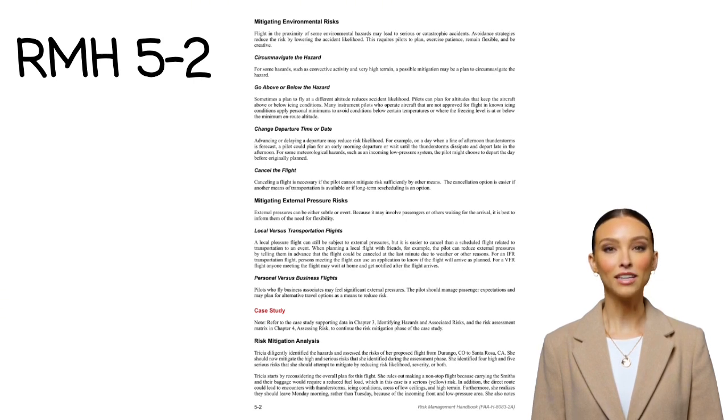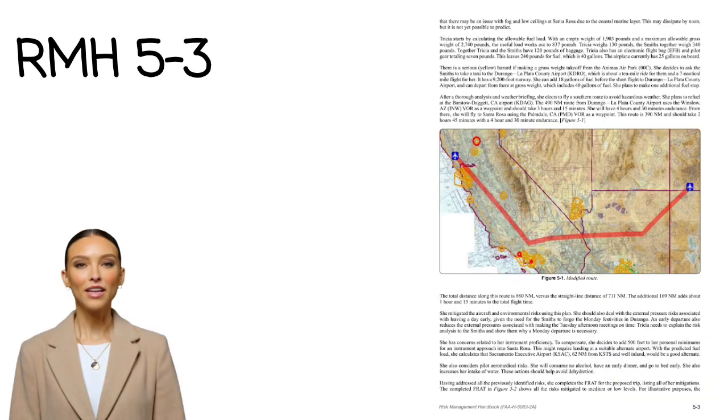Tricia starts by reconsidering the overall plan for this flight. She rules out making a non-stop flight because carrying the Smiths and their baggage would require a reduced fuel load, which in this case is a serious yellow risk. In addition, the direct route could lead to encounters with thunderstorms, icing conditions, areas of low ceilings, and high terrain. Furthermore, she realizes they should leave Monday morning rather than Tuesday because of the incoming front and low pressure area. She also notes that there may be an issue with fog and low ceilings at Santa Rosa due to the coastal marine layer. This may dissipate by noon, but it is not yet possible to predict.